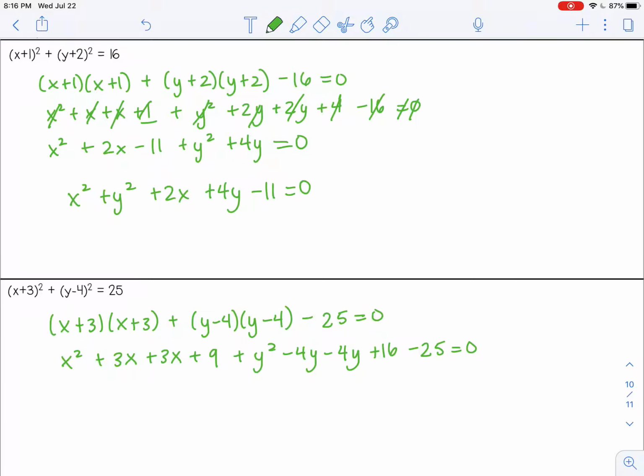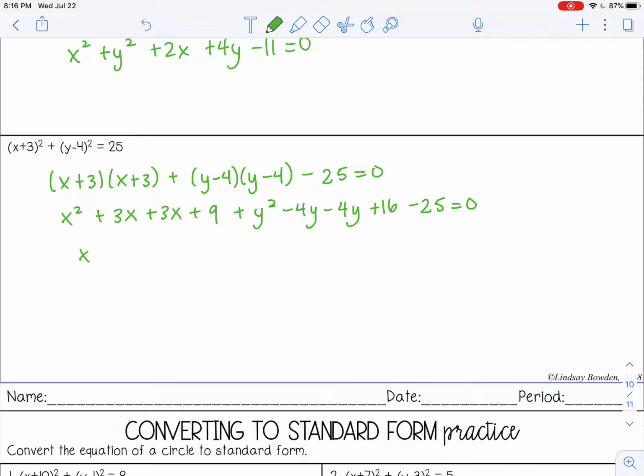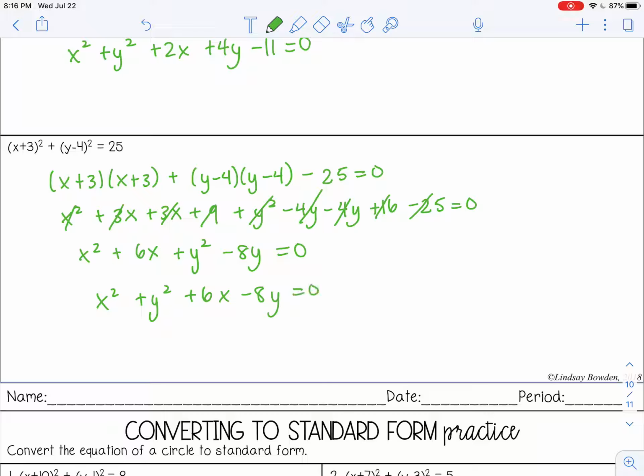All right, and then I'm going to combine like terms. I'm going to cross out as I go. Let's see, 9 plus 16 is 25, minus 25, that's 0, so I don't have a constant to bring down. Negative 4y minus 4y, that is negative 8y, and then equals 0. And that's in the correct order. Well, actually, let's see, let's rearrange this. Now it's in the correct order. There we go.